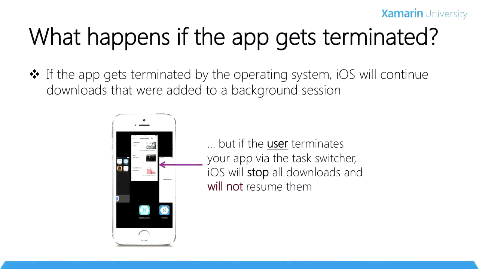So we are downloading our files in the background. We have two termination scenarios. If the user terminates our application via the task switcher, iOS will stop all downloads and it won't resume them. This is very important to know, and we have to understand why Apple made this decision. Even though we hand it off to the operating system, there is a chance for the user to prevent our app from downloading files. The reason for this is that Apple said if a user removes an app from the app switcher, they don't want this app to do anything. This includes all background operations.